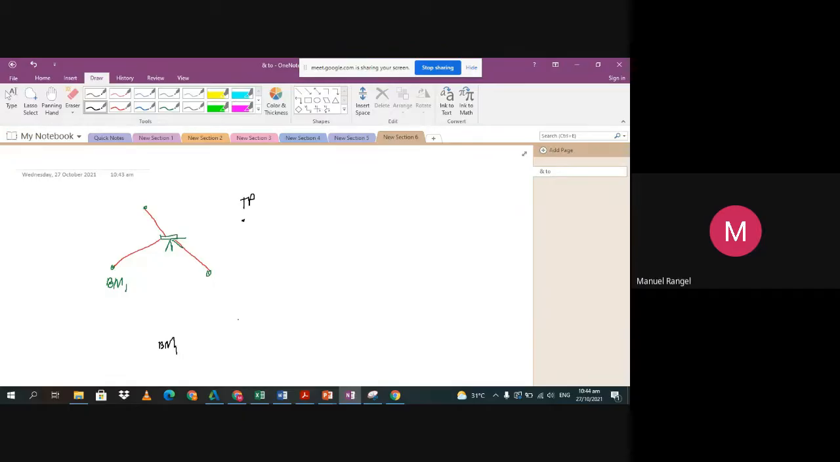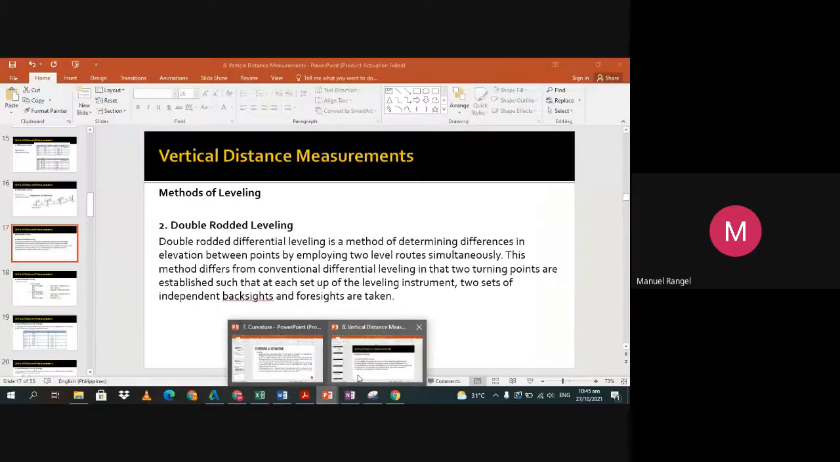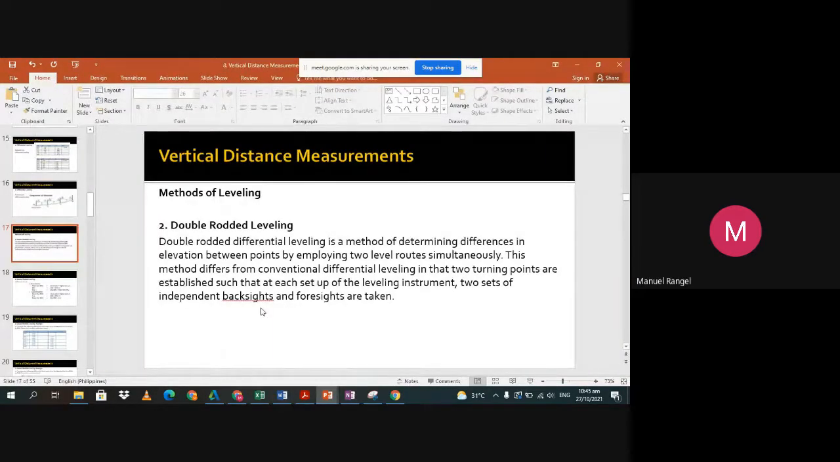In differential leveling, it is benchmark 1, then the instrument, then the turning point, then another instrument setup. Double-rodded is just double that. But in the computation, it is almost the same concept as in differential leveling.